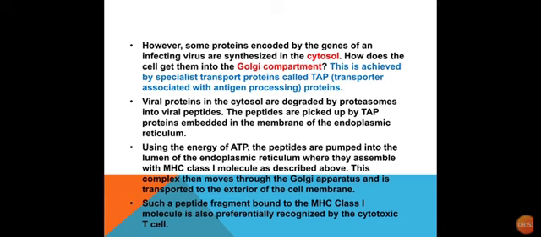Using the energy of ATP, the peptides are pumped into the lumen of the endoplasmic reticulum, where they assemble with MHC class I molecule as described above. This complex then moves through the Golgi apparatus and is transported to the exterior of the cell membrane. Such a peptide fragment bound to the MHC class I molecule is also preferentially recognized by the cytotoxic T cell.